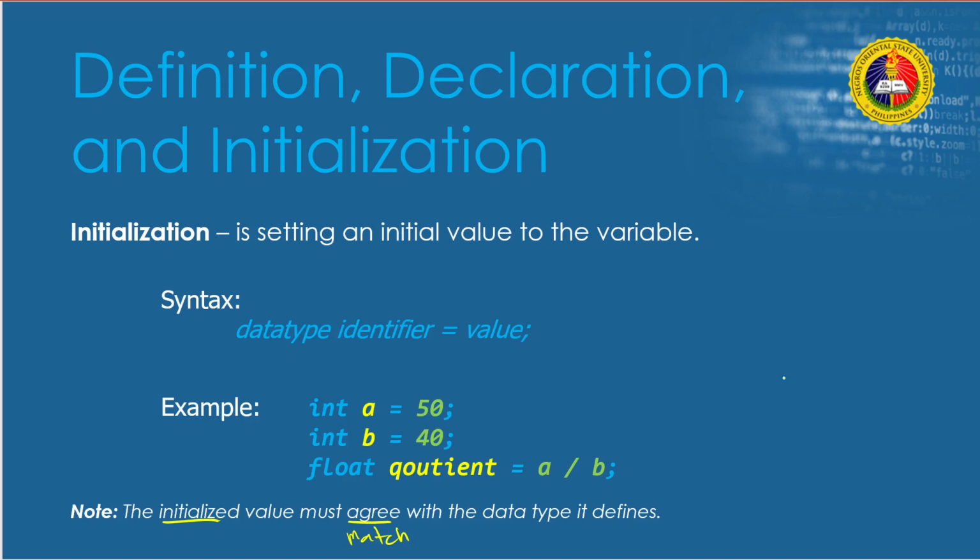Sige, sure. Alright. Is this a valid value, guys? Go ahead, Anthony. We initialize 50 as the value for variable A. Is this valid? It says here the initialized value must match or must agree with the data type it defines. Go ahead. Alright, is this valid?